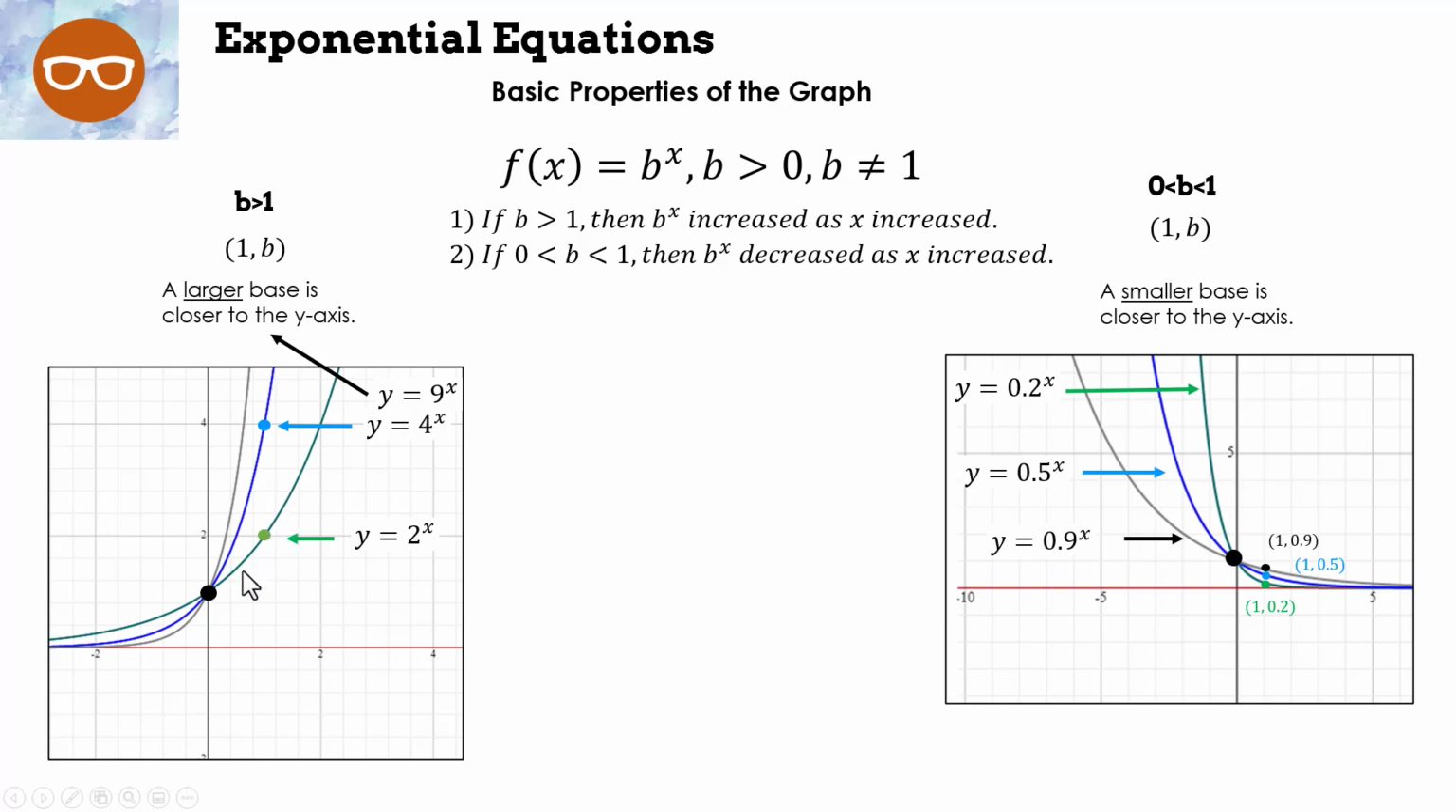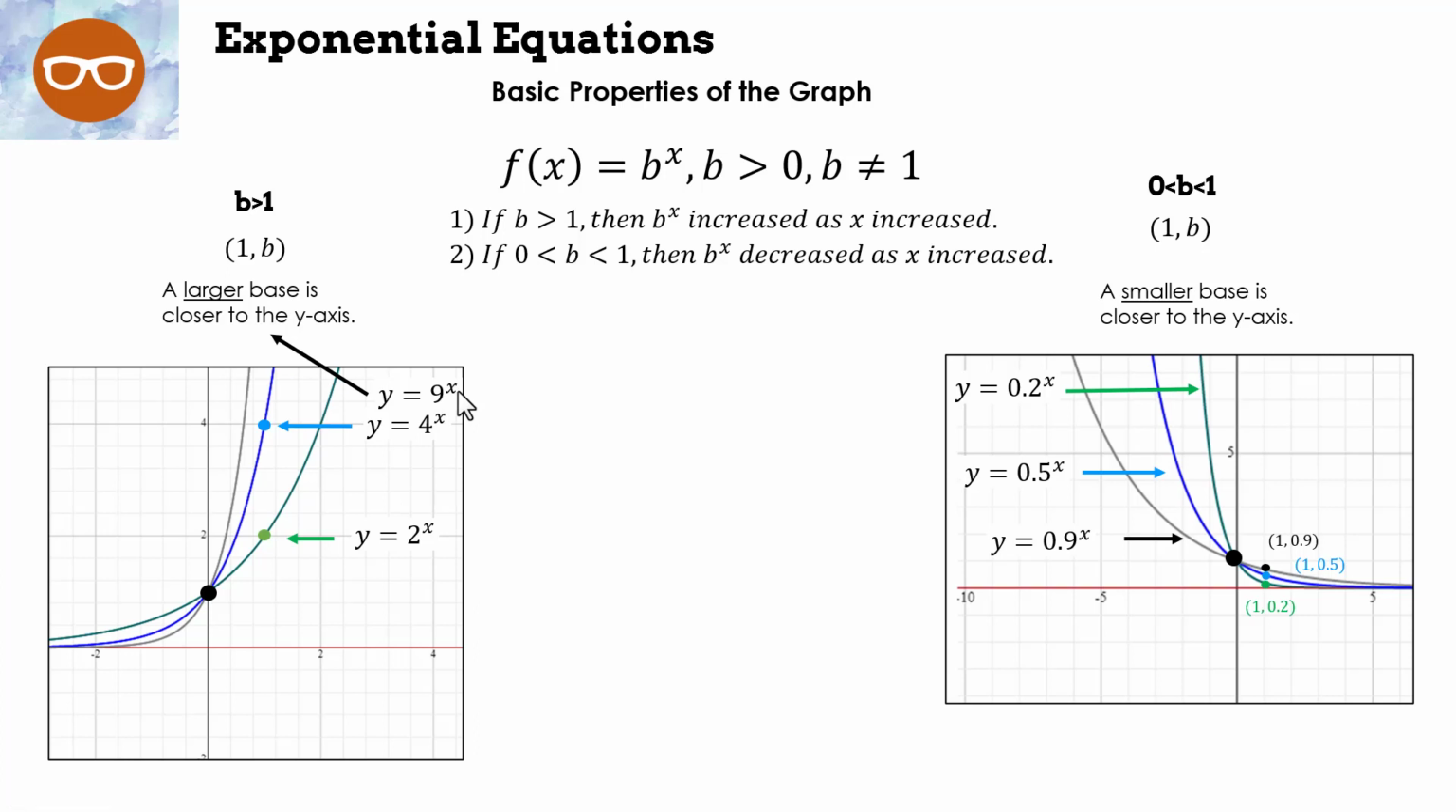So that means that this green is y = 2^x. y = 4^x, that means that I'm going to have an ordered pair at (1, 4), and that's right here. And then we have y = 9^x. That means that we'll have an ordered pair at (1, 9), which is somewhere up here. That's one way we can compare when we have b greater than 1.